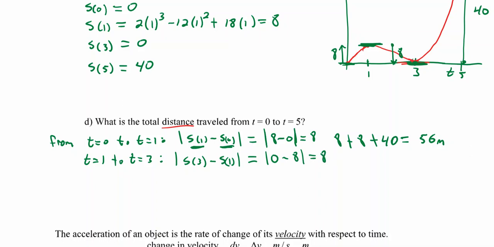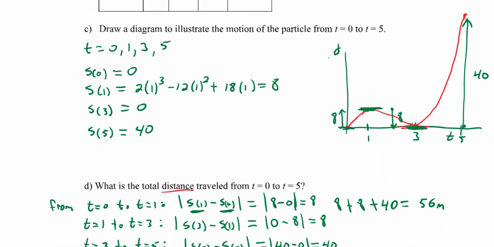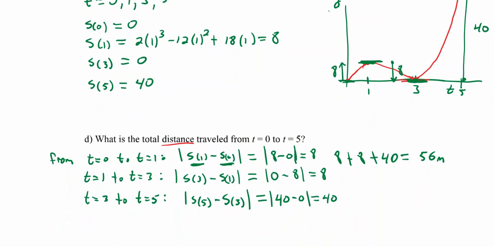Okay? And then the last section, t of 3 to t of 5, that's going to be the absolute value of s of 5 minus s of 3, which is equal to the absolute value of 40 minus 0, which is equal to 40. And then we'd add them all up, right? But we just knew that from the graph, right? We could just kind of see that.